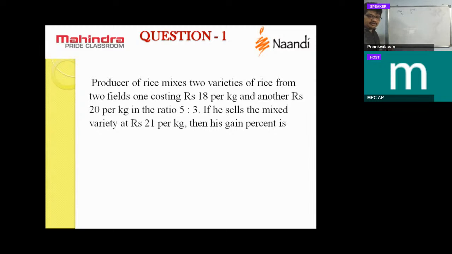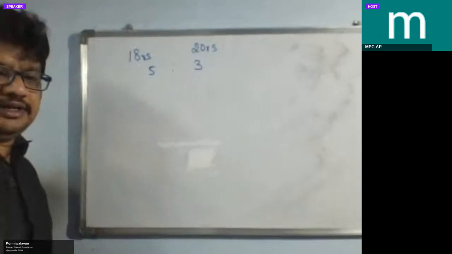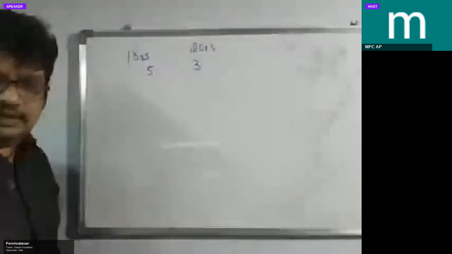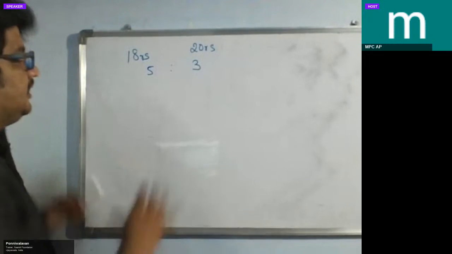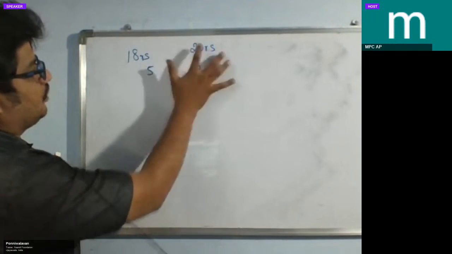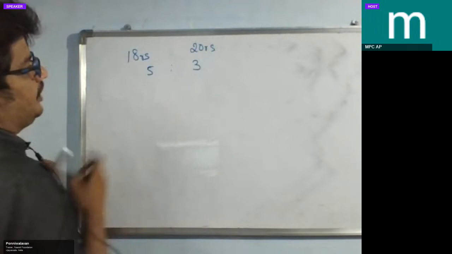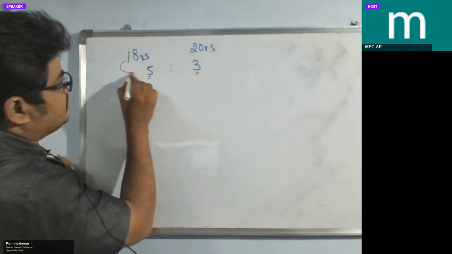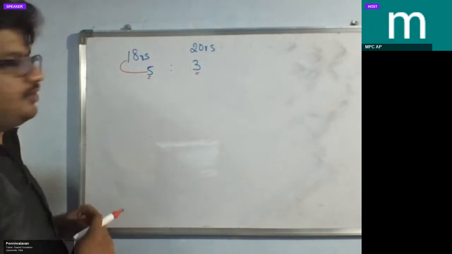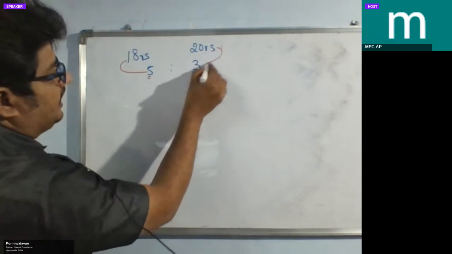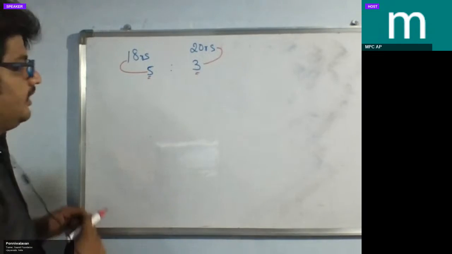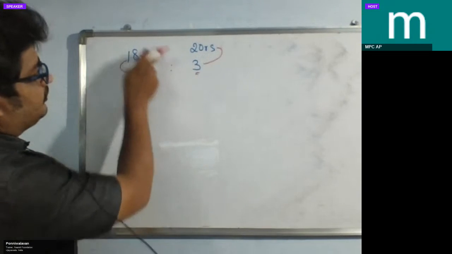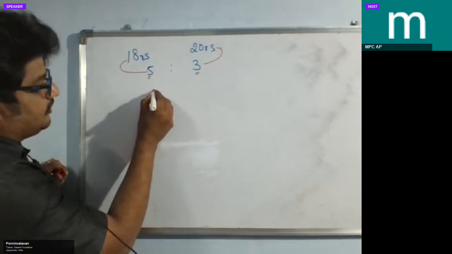Okay, now we'll see this. Listen. The rice producer mixes two varieties of rice, 18 rupees and 20 rupees, in the ratio 5:3. That means 5 kg from here, 3 kg from here. So what is the total worth of this 5 kg?